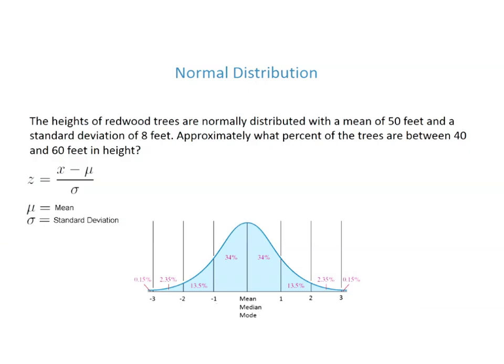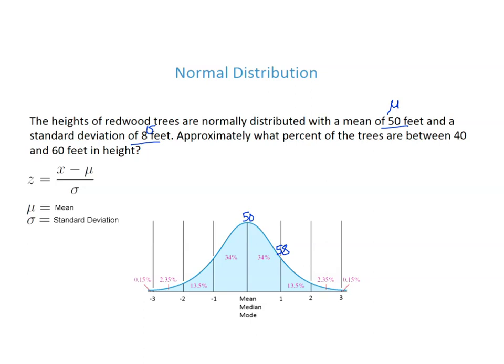The height of redwood trees are normally distributed with a mean of 50 and a standard deviation of 8 feet. So here's our mean, and here's our standard deviation. And I'm going to fill that in on my graph. My mean is 50, and then I'm going to go up to 58.